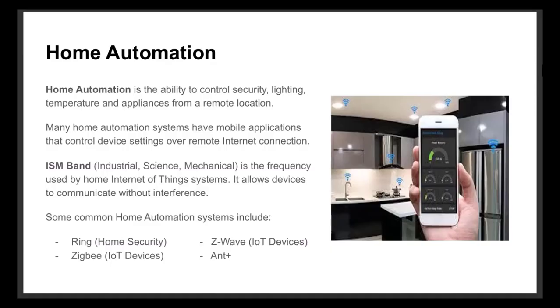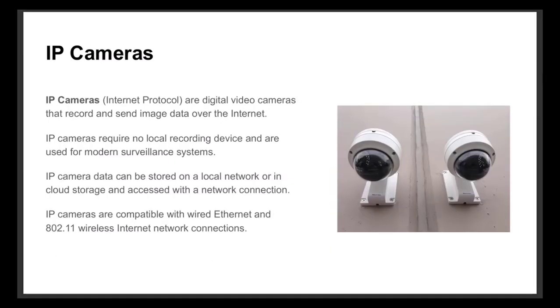Some common home automation systems you may see include home security systems. These are commonly used with things such as Ring, which is a video camera business. We also have Zigbee and Z-Wave, which are IoT-specific networks.